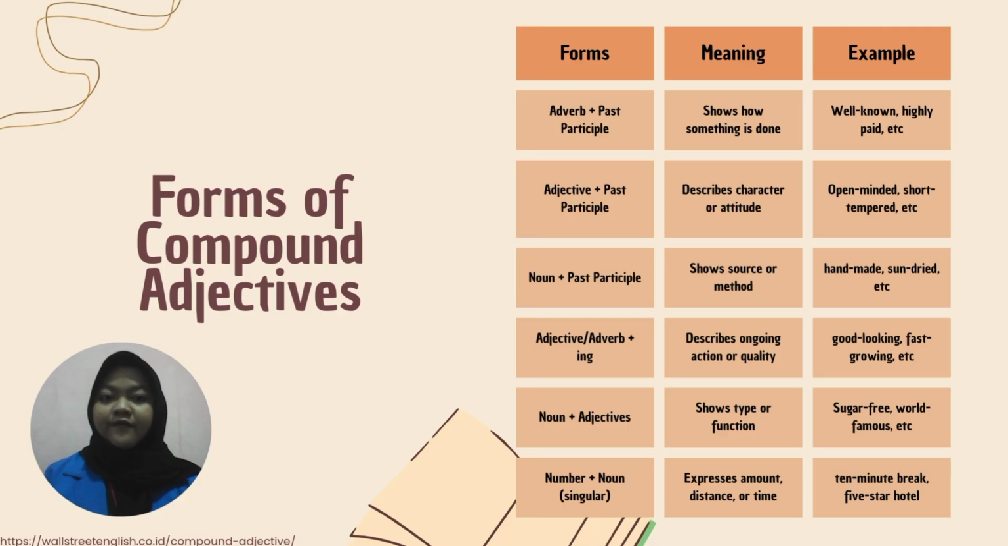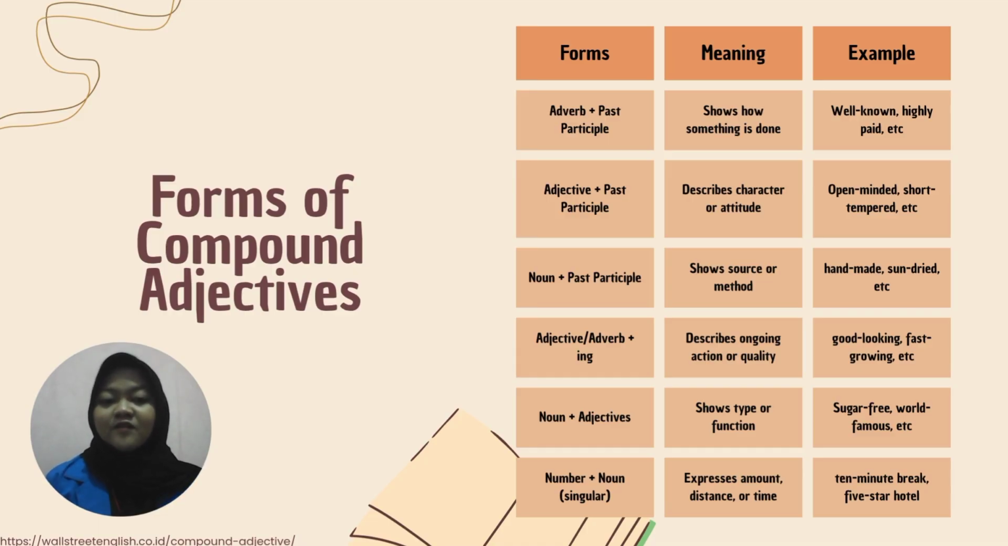There are several forms of compound adjectives. Let's go through them one by one. The first form is adverb plus past participle. For example, well-known or highly paid. This type shows how something is done. The second form is adjective plus past participle, like open-minded or short-tempered. It describes a person's character or attitude.